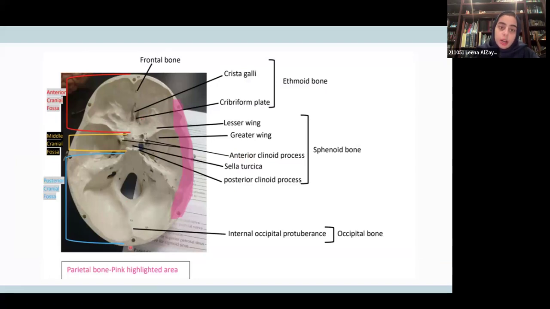Okay, all clear till now for these bone features? Any questions? Okay.